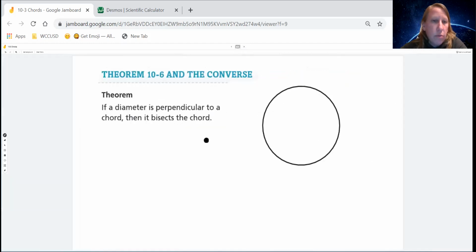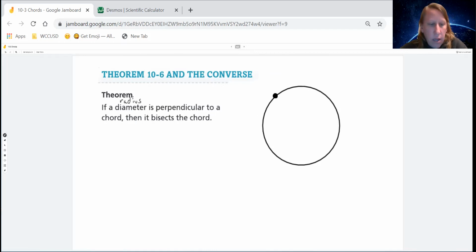Ooh, this one's the most important. If a diameter is perpendicular to a chord, and you know what? If a radius or diameter, actually any segment that contains the center, is perpendicular to a chord, then it bisects the chord. Okay, this is pretty cool. Let's see how this works. If a diameter is perpendicular to a chord, then it bisects the chord.